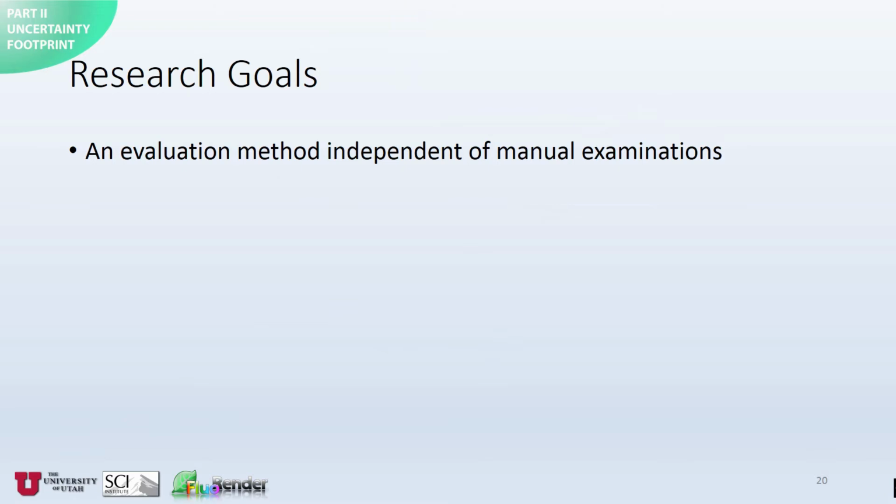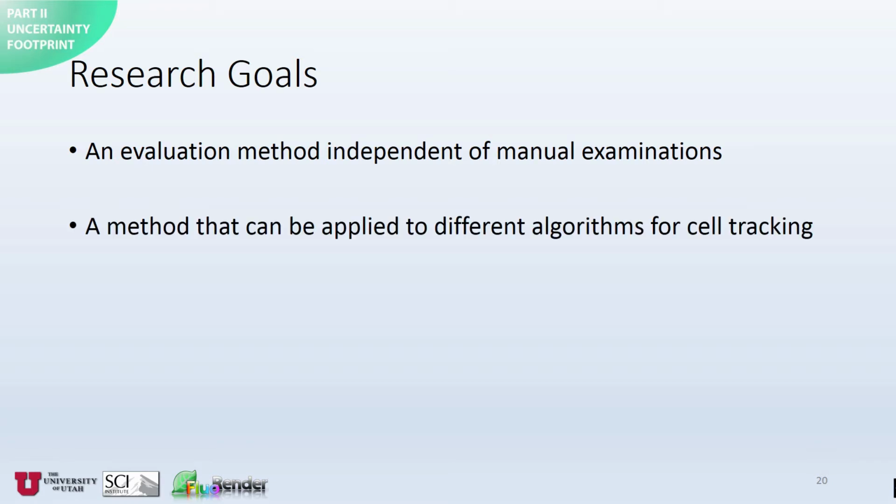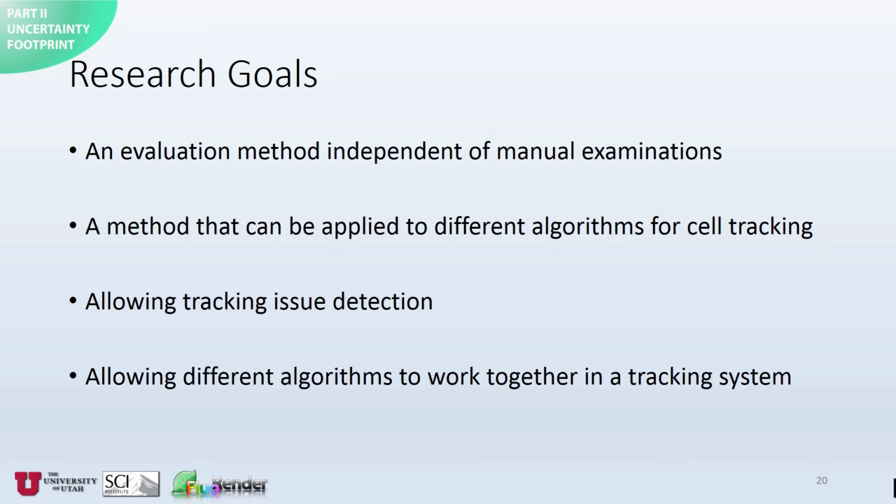These are the research goals for the uncertainty footprint. We would like an evaluation method that doesn't require manual examinations. We want this method to be generally applicable, so that it can be used for different algorithms in cell tracking. We will use this method to detect tracking issues. Finally, it adds feedback to our tracking system, and we can use one module to fix the issues from another module. The uncertainty footprint will allow different algorithms to work together in our tracking system.